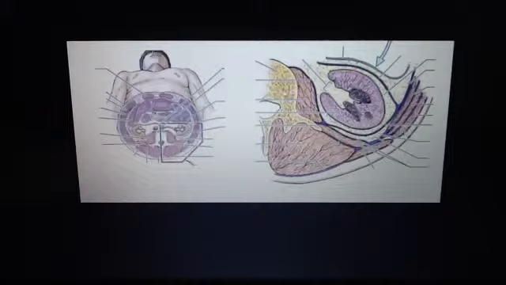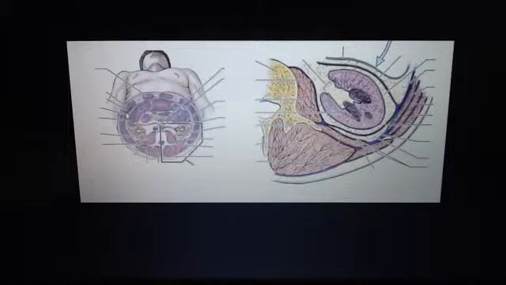On the other side, we can see the body of the lumbar vertebra. And let's look here, the same thing over here. We can see the external obliques, the transverse abdominis, and the internal obliques, if I'm hitting them right.